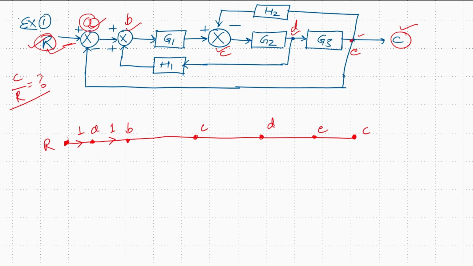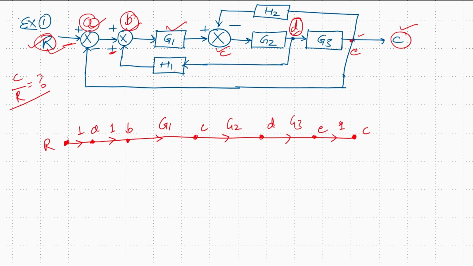Between node B and C, we have gain G1. Between C and D, we have gain value G2. Between D and E, again, we have a gain value G3. And between E and C, we have again unity, so it will be 1. Okay. So between node D and node B, we have a feedback H, and it is connected with a summing element with a positive sign.